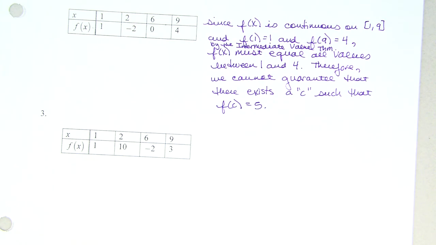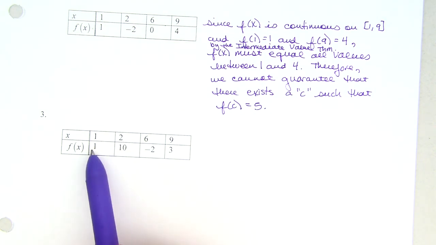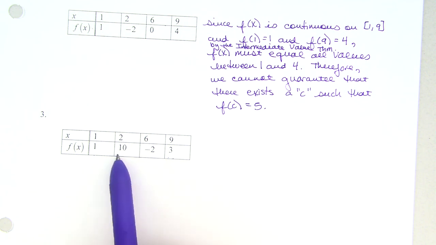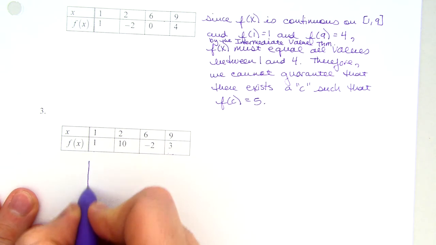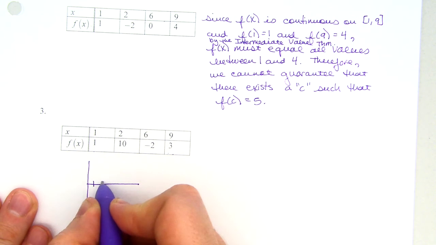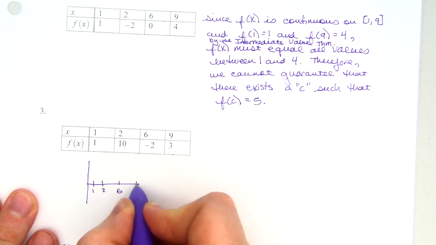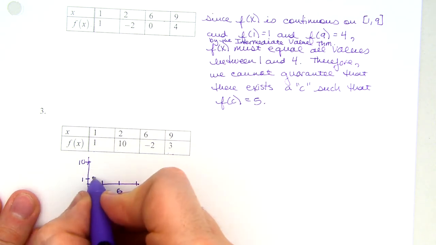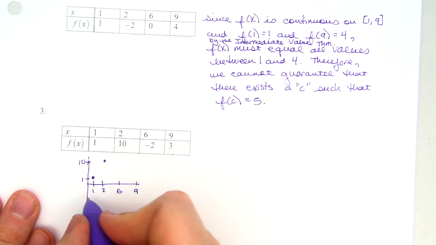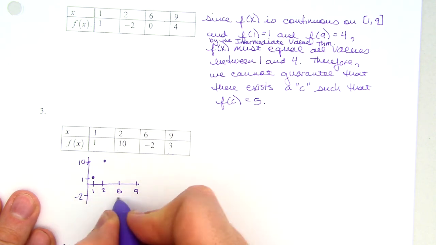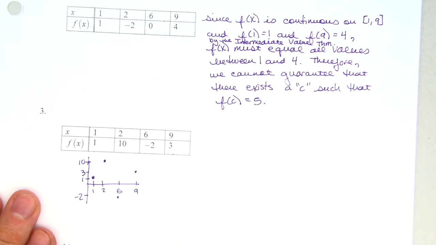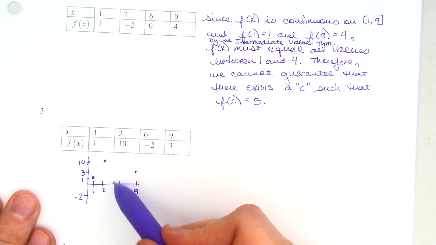Looking at number 3. Looking at the y values at the endpoints, 1 and 3, I know that the function is going to equal all y values between 1 and 3. However, because of this 10 over here, look at what happens. 1, 2, 6, 9. I've got 1, 1. I've got 2, 10. I've got 6, negative 2. And I've got 9, 3. Would this function, if it's continuous, have to go through a height of 5?